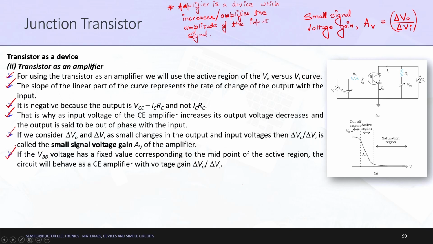So, if the VBB voltage has a fixed value corresponding to the midpoint of the active region, let us suppose this is the midpoint of the active region they are talking about, the circuit will behave as a CE amplifier with voltage gain delta V naught by delta Vi. Quite evident, it is just the definition which is given here. So, voltage gain will be nothing but equal to delta V naught upon delta Vi.